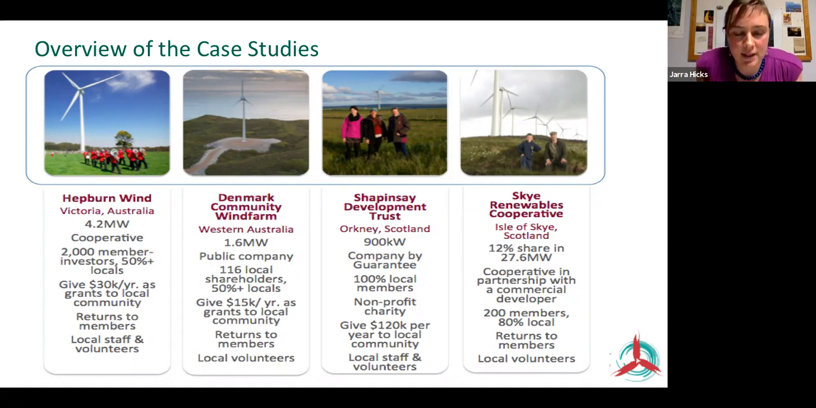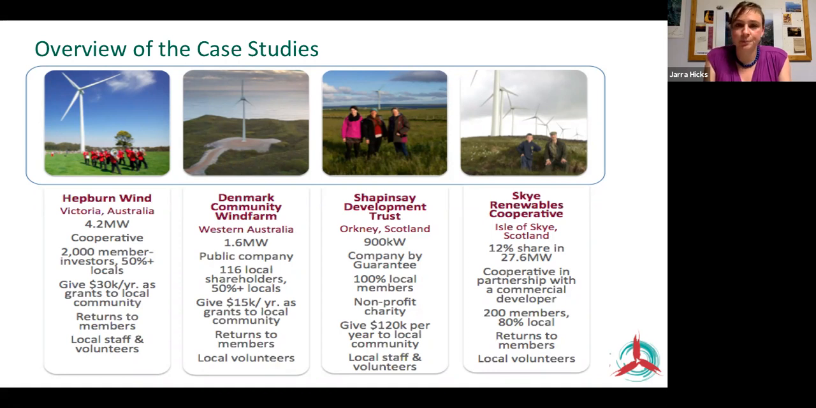Denmark Community Wind Farm is, again, a two-turbine project. It's 1.6 megawatts. It's owned by a public company in which there are 116 shareholders, and more than 50% of them are local people. Each year they give $15,000 to a community grant fund, and that's one of the main local financial benefits. They also provide returns to their members. They've been doing this since their first year of operation, and so far the returns have been 6% or higher. They also relied very heavily on local volunteers in setting the project up, but also on an ongoing basis in the management and operations phase.